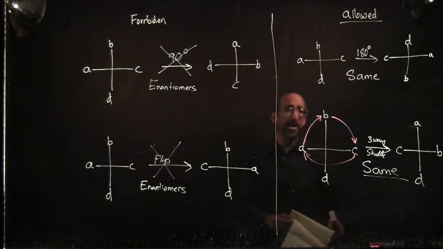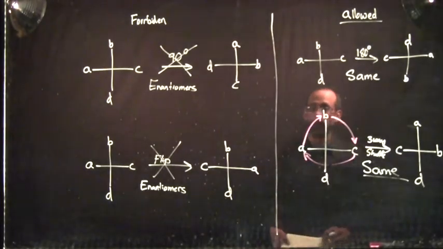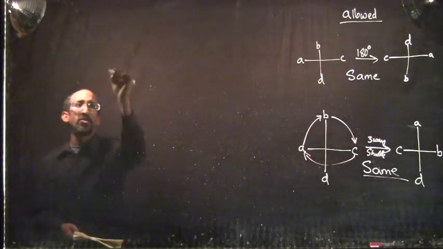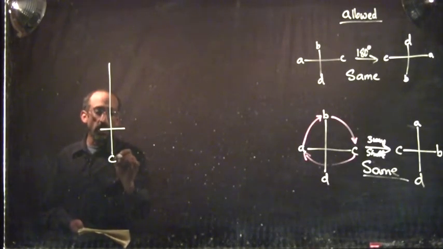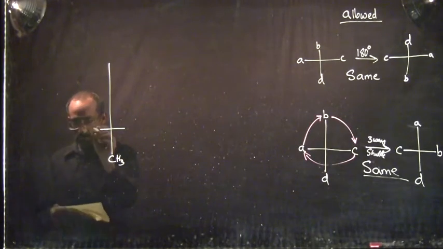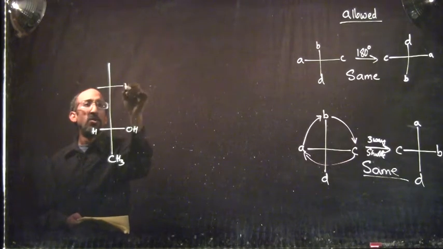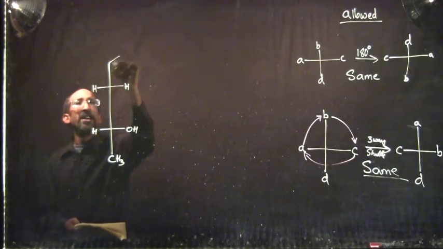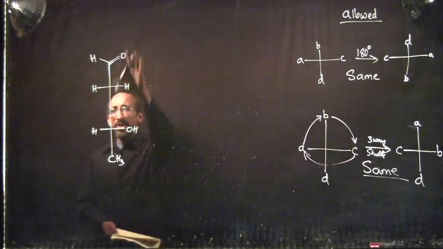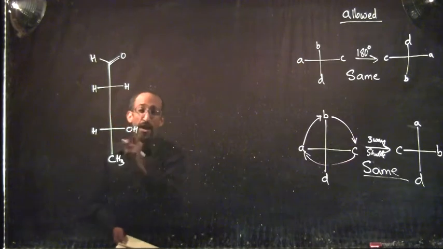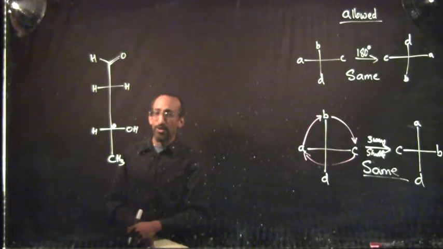Let's take a look at one quick example on how to use a Fischer projection to assign stereochemistry. To start off, I'm just going to draw a Fischer projection of an organic molecule. So we'll put a methyl group there, a hydrogen there, an OH here. We'll put a couple of hydrogens here, and we'll put an aldehyde up there. By looking at this, there's only one chiral carbon in this molecule. Only one carbon has 4 different substituents attached.